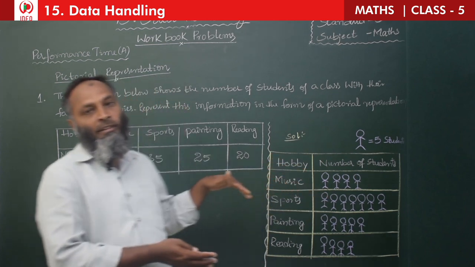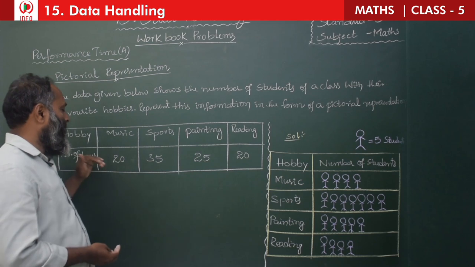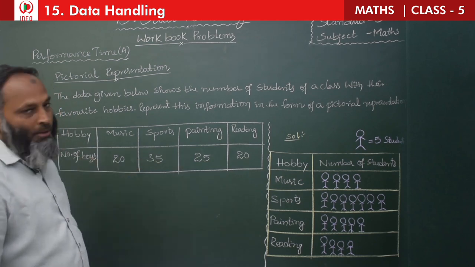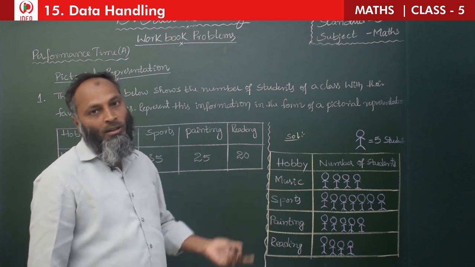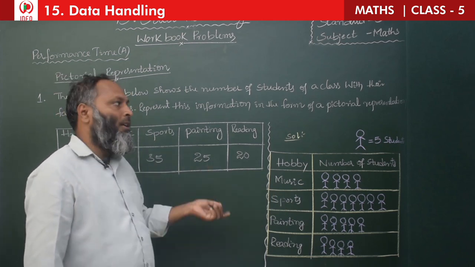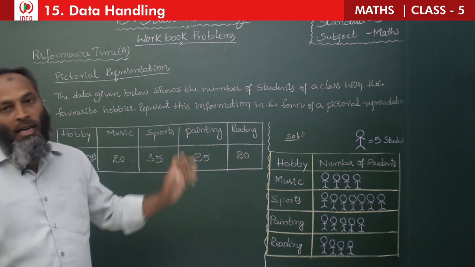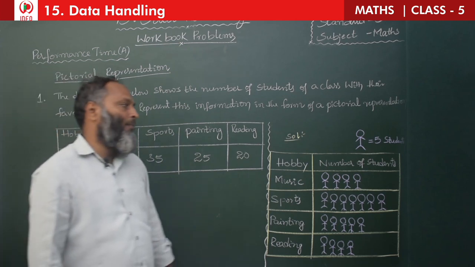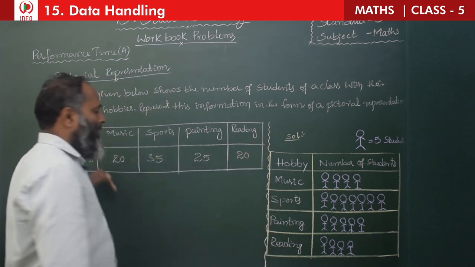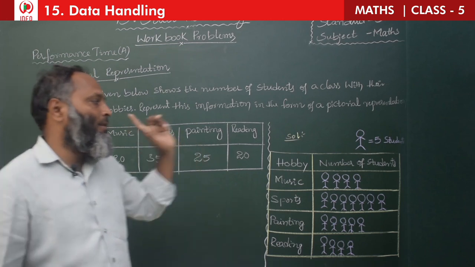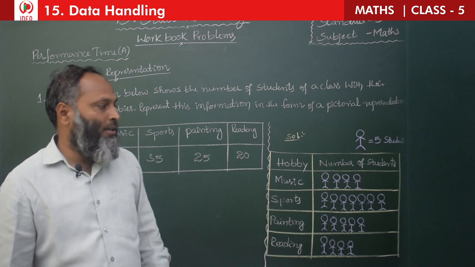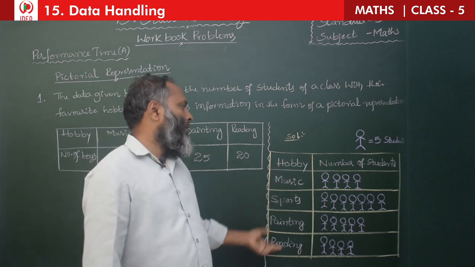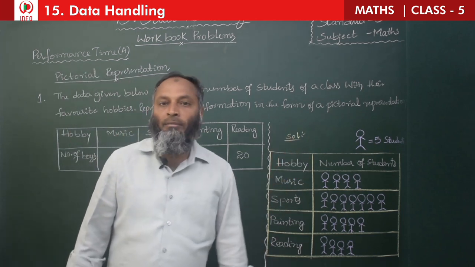Whenever the data is given, first of all we should check which common table, which common factor, the information has. That we should take as a scale. Here all of these have a common factor 5. So if you draw one student, that is equal to 5 students. Now you draw according to the scale.